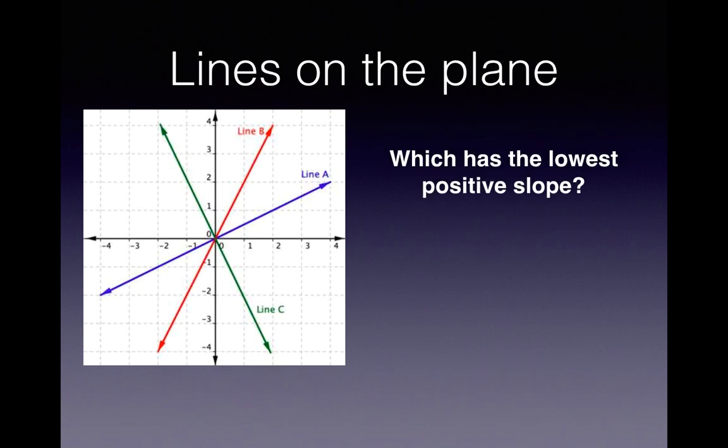So which one has the lowest positive slope here? Okay, the answer should be line A, has the lowest positive slope, and line B is a steeper line, so it's got a higher slope. And we've already seen the negative slope is line C.